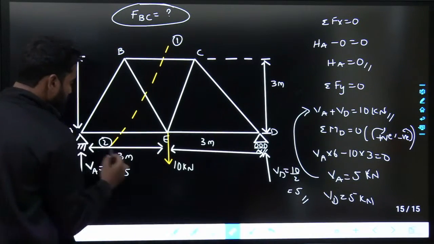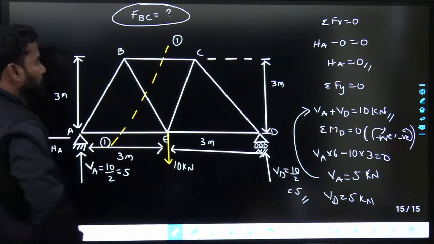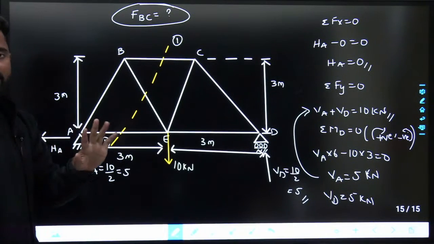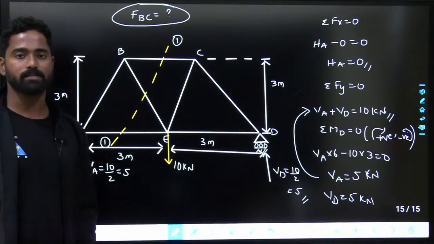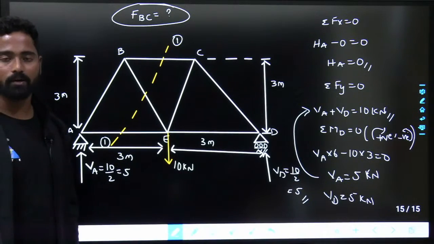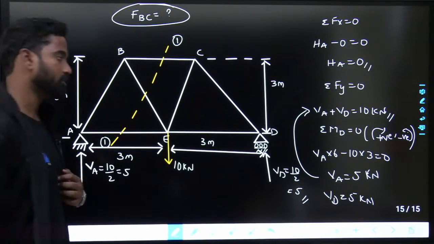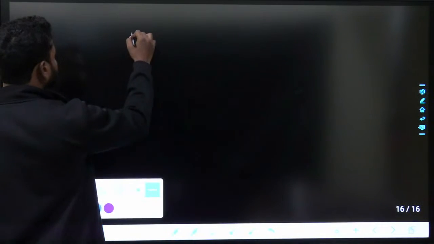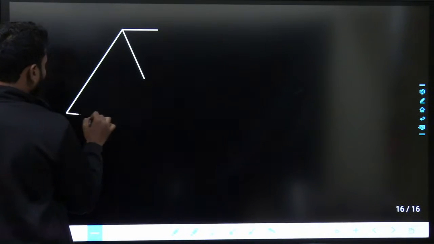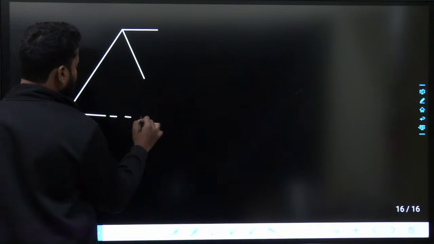So here, this is section 1-1. I am cutting 3 members, which are not meeting at a single joint, and this divides the truss into 2 parts. Since it divides the truss into 2 parts, what we have to do right now is consider the LHS of the section. It would be something like this.